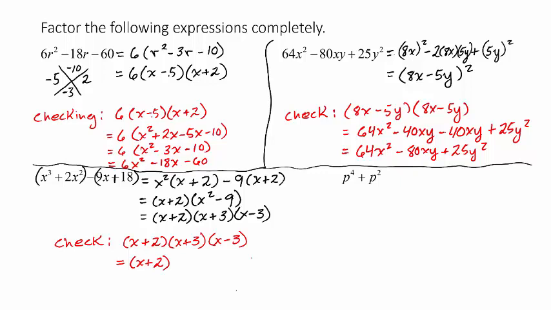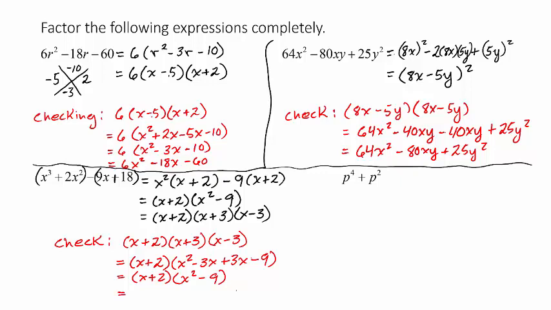So x plus 3 times x minus 3, we'll do the middle term too. x squared, x times negative 3 is minus 3x. 3 times x is plus 3x. 3 times negative 3 is negative 9, right? Okay, so there is our binomial difference of squares. Negative 3x plus 3x gives us 0 in the middle, right? That's what we wanted. We have x squared minus 9.